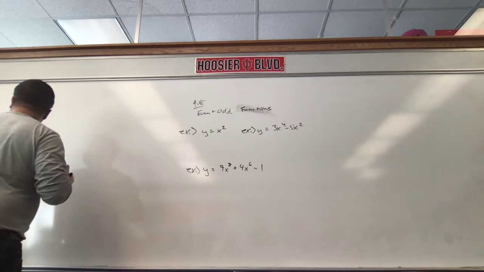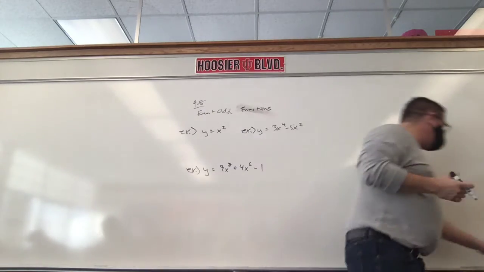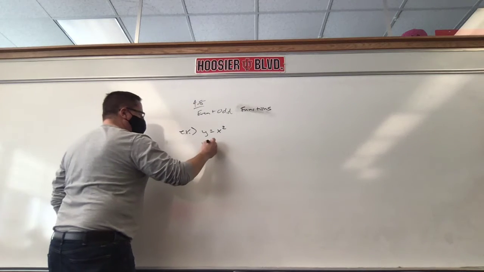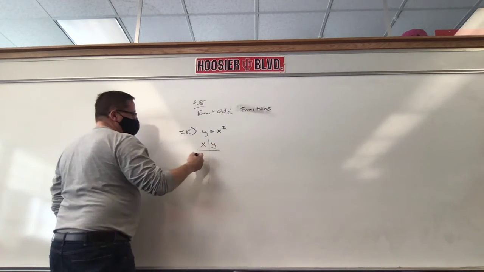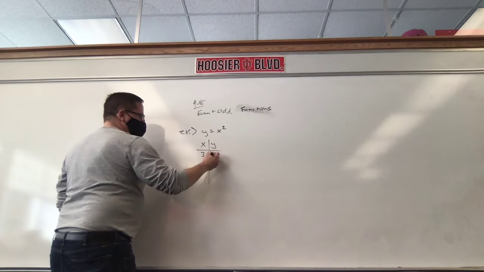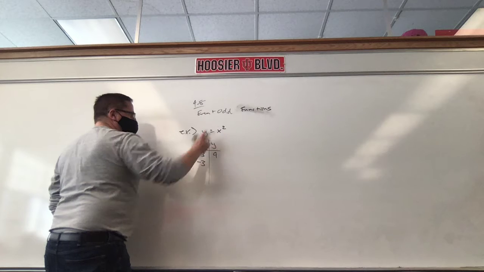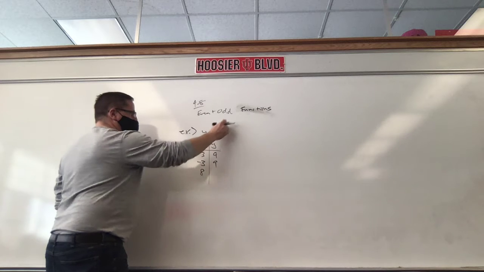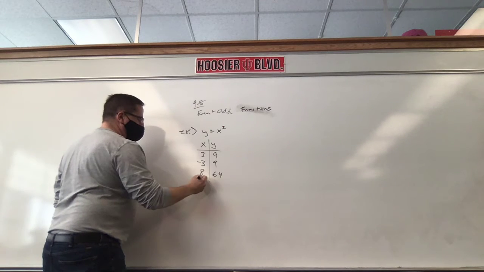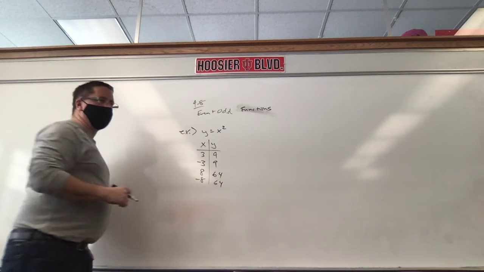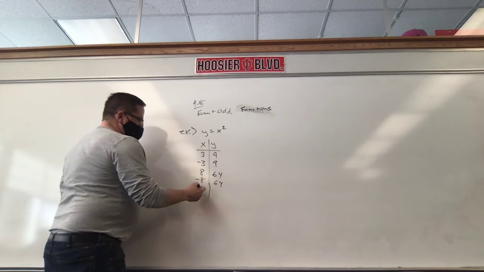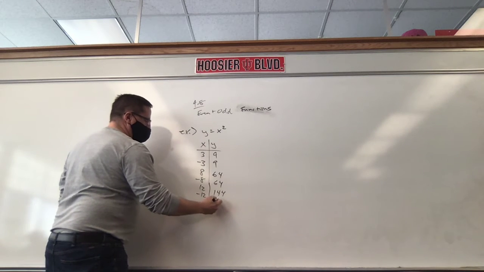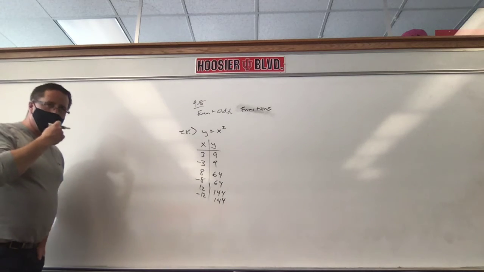Now I want to explain what it means for a function to be an even function. Let's do the easiest one, y equals x squared. If I made a t-chart and plugged in 3 for x, 3 squared is 9. If I plug in negative 3 for x, negative 3 squared is also positive 9. If I plug in 8 for x, 8 squared is 64. If I plug in negative 8, negative 8 squared is also 64. If I plug in 12, 12 squared is 144. If I plug in negative 12, negative 12 times negative 12 is 144.